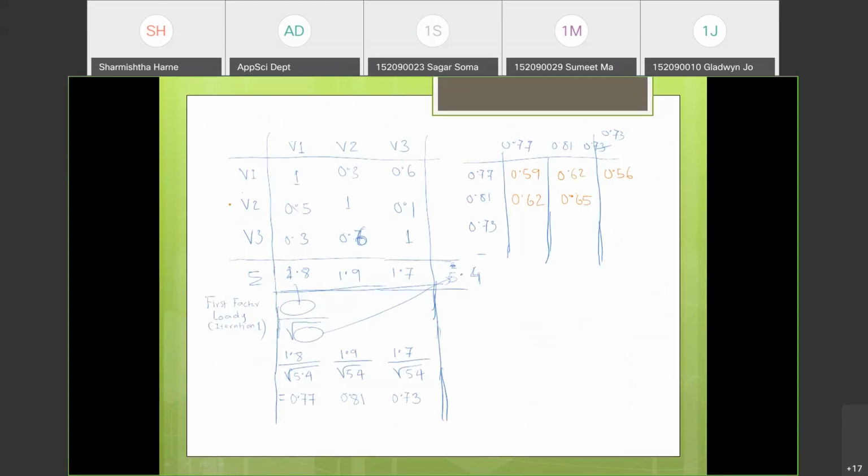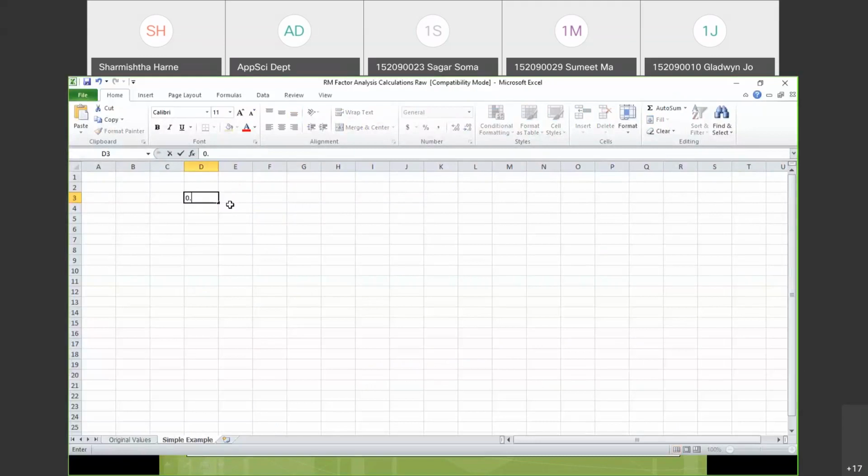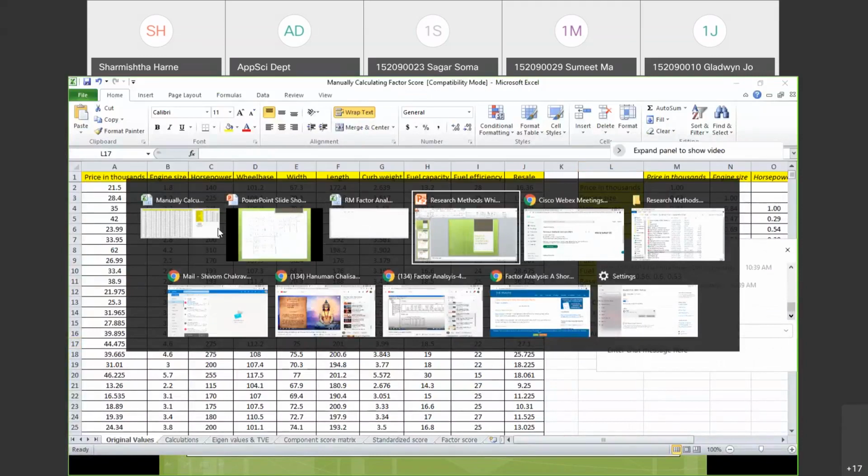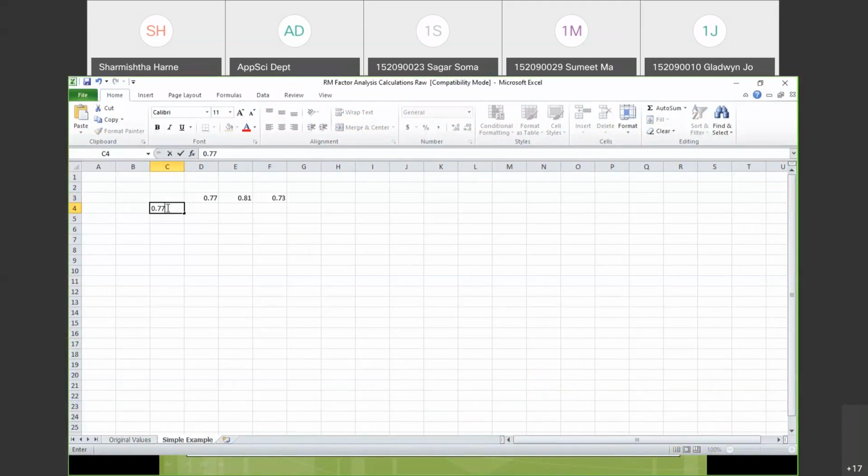So 0.77, 0.81, 0.73. 0.77, 0.81, 0.73. इसको थोड़ा यहाँ पे लिख लेते हैं because later if we want to carry out that other calculation which we did on the PPT, then it will be easy. Did it take the correct values? Yes.